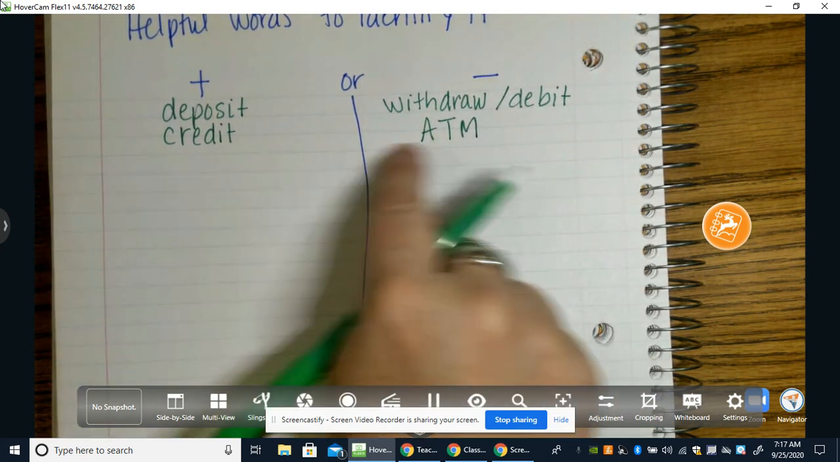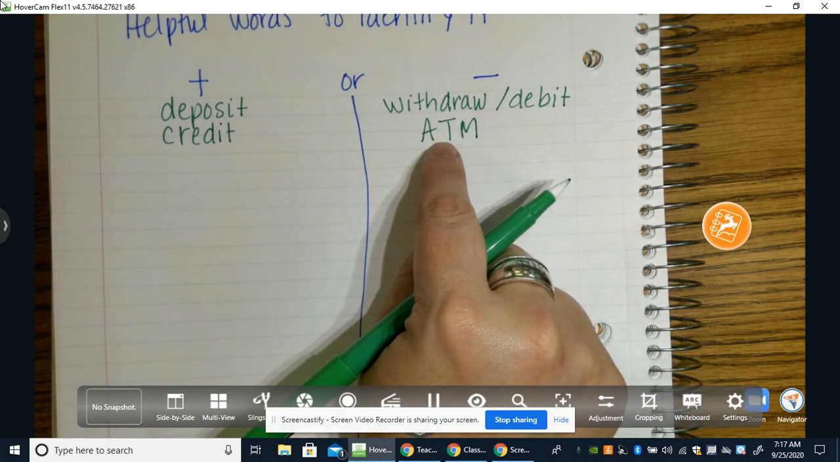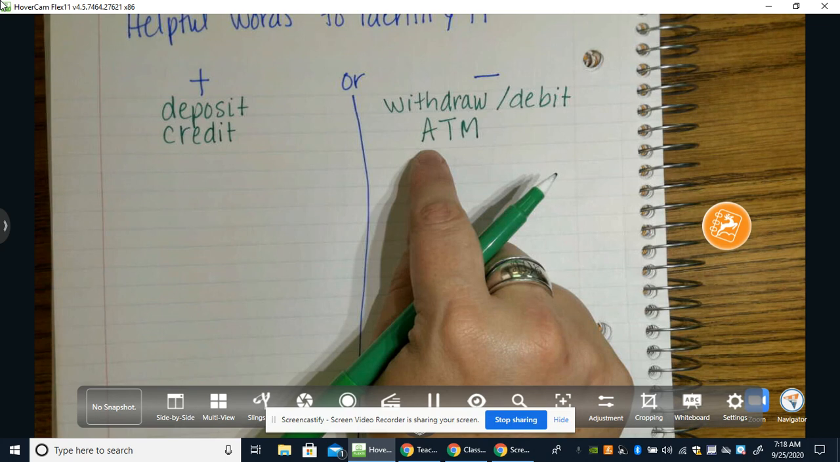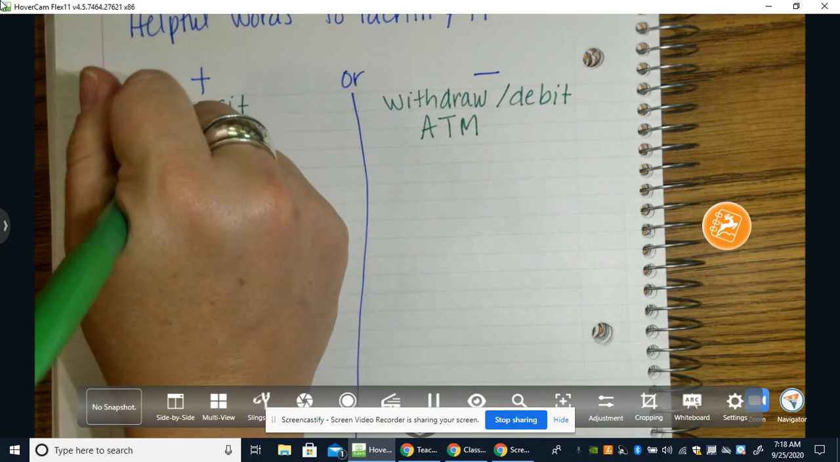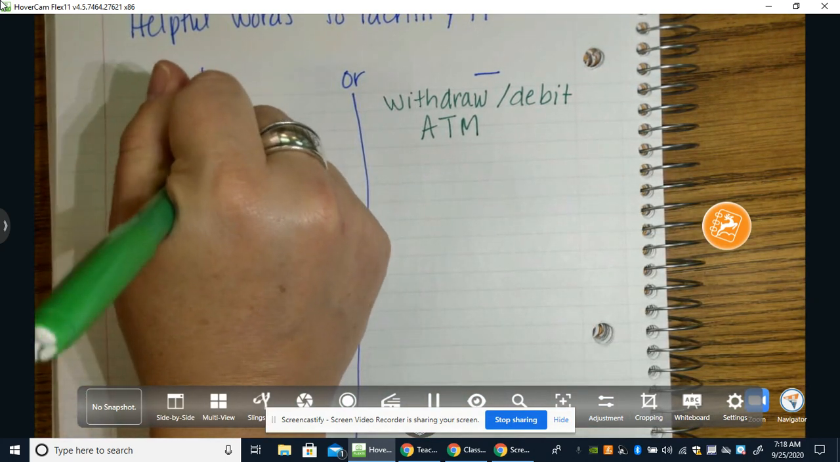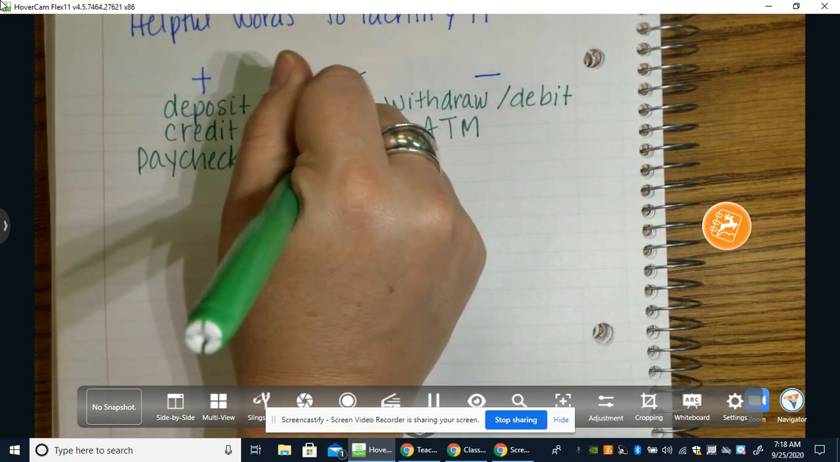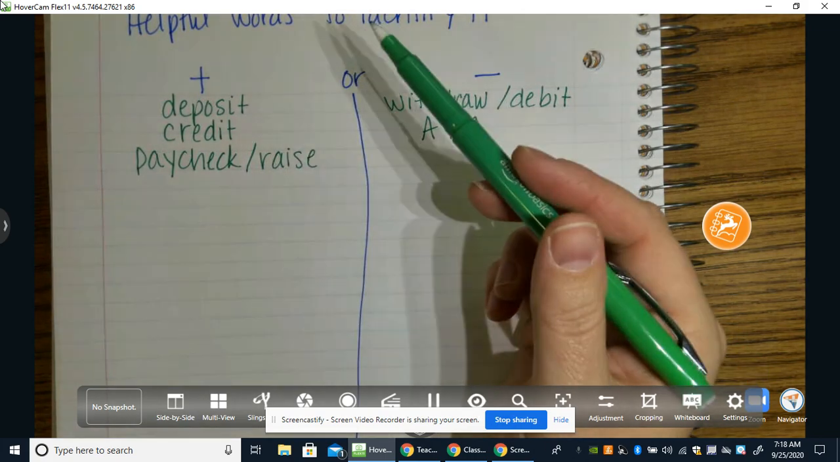This mostly has to do with our financial literacy unit. So you kind of understand what are your positive and negative integers. So if you get your paycheck, that's money that's in. If you get like a raise, that normally represents a positive integer.